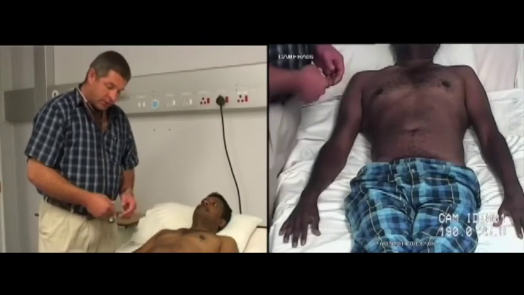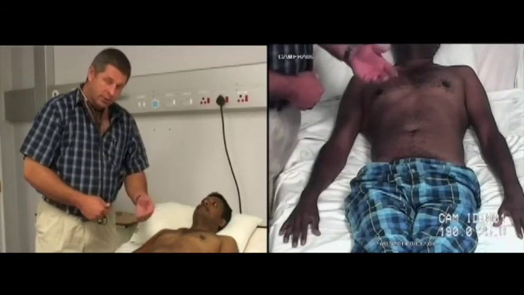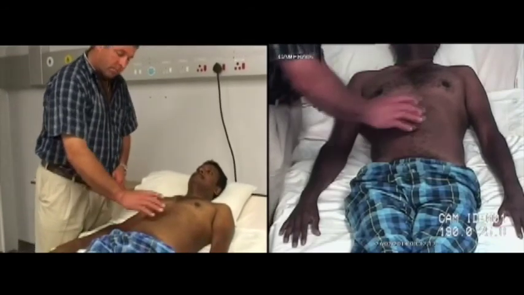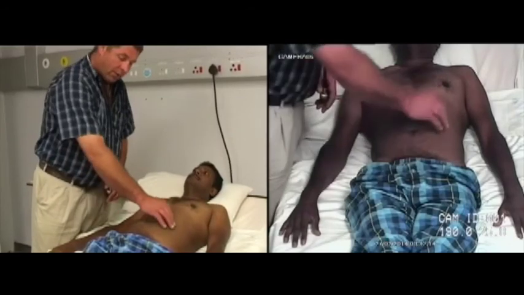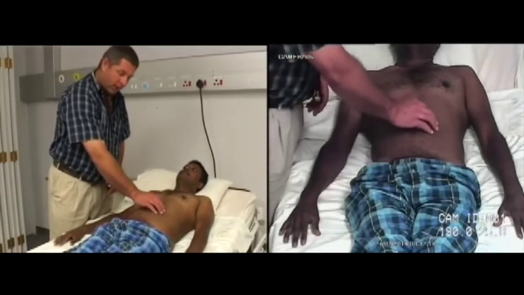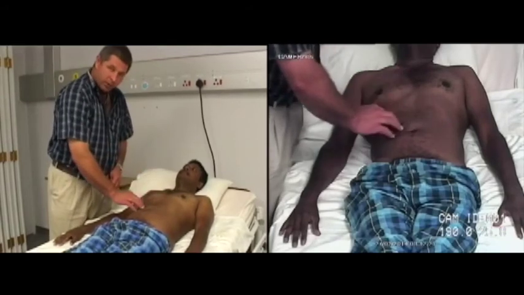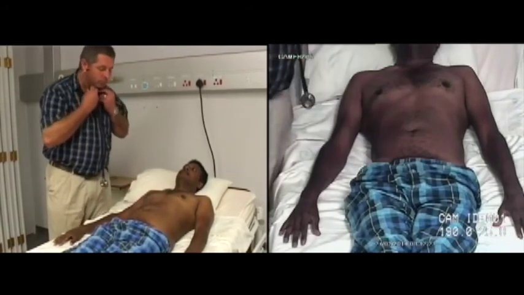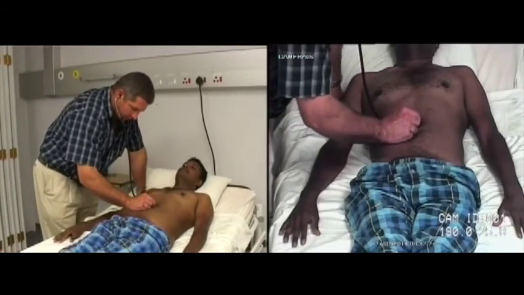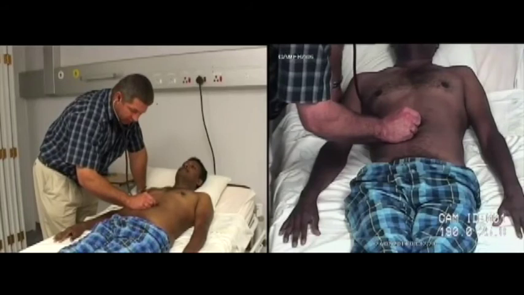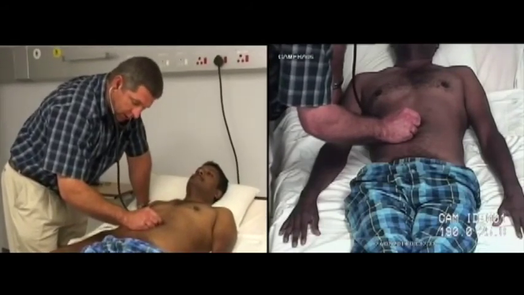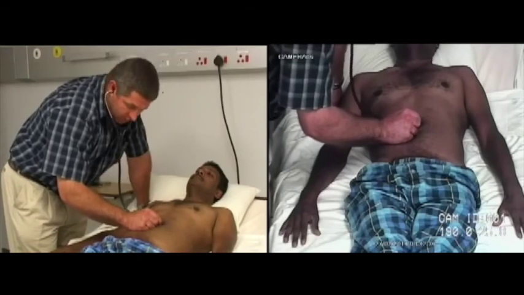There are two ways to listen for bruit over the renal arteries. The first is from the anterior aspect of the patient's abdomen, which might be a bit difficult because of overlying bowel and interference of the bowel sounds with the actual bruit that you might hear on the renal arteries. So first of all, you listen in the epigastrium over the aorta to see if you can detect any aortic stenosis there.